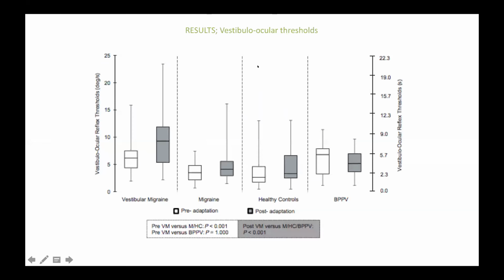Okay, so here are the results. Sorry about that, it froze. Here are the results for the vestibular ocular thresholds.